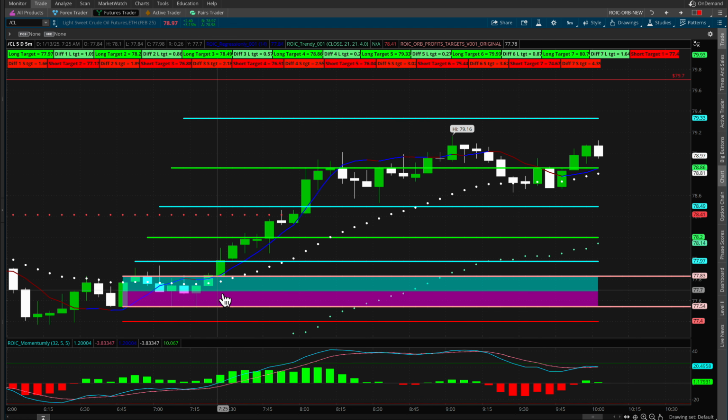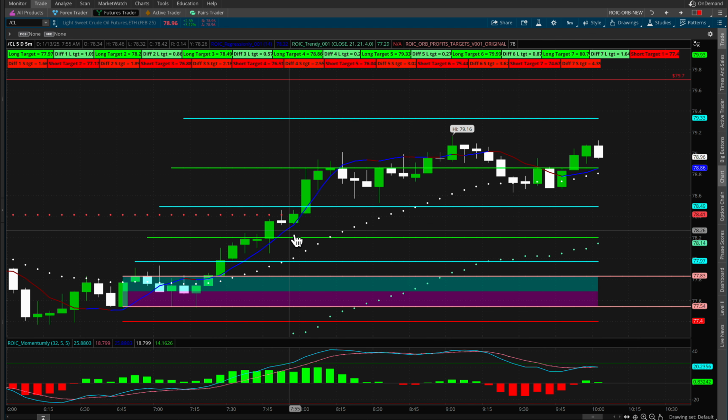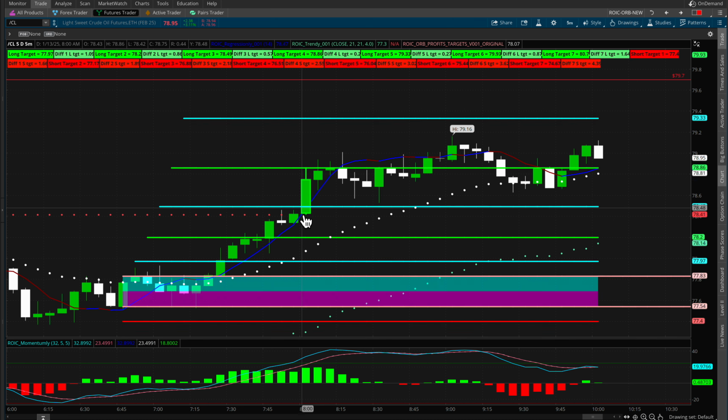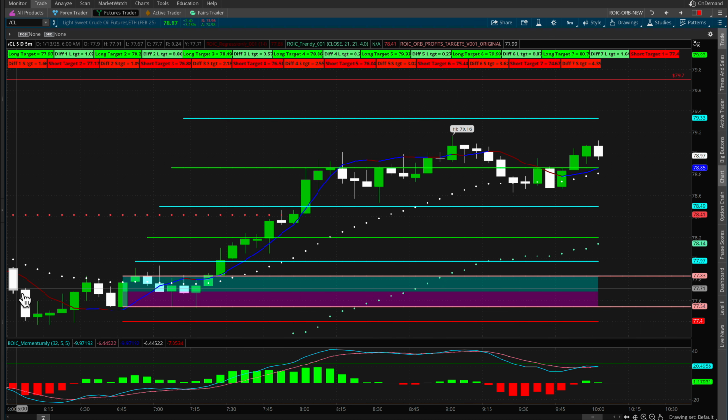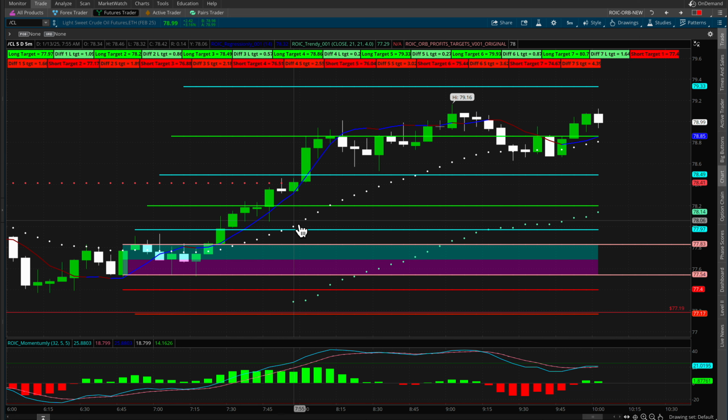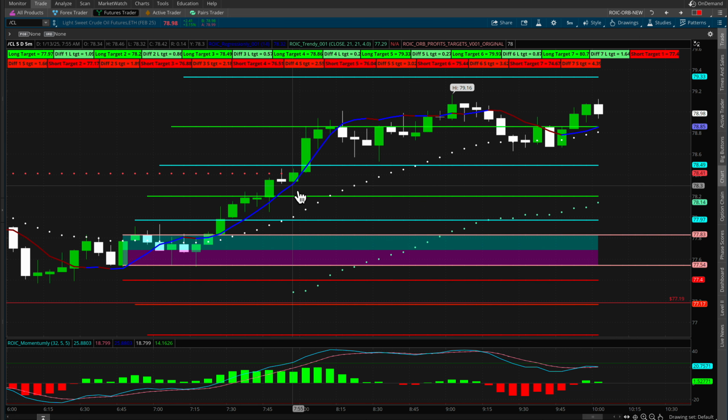From there, we also have, right here, Regressionly, which is this blue line right here. As you can see, it is blue, so that means it is going up, right? We are in an uptrend. If we're above it, we're looking for longs. If we're below it, we're looking for shorts, right? Then we also have Trendly. Now Trendly was bearish all the way until we hit around this candle right here. So that would have been the other confirmation.